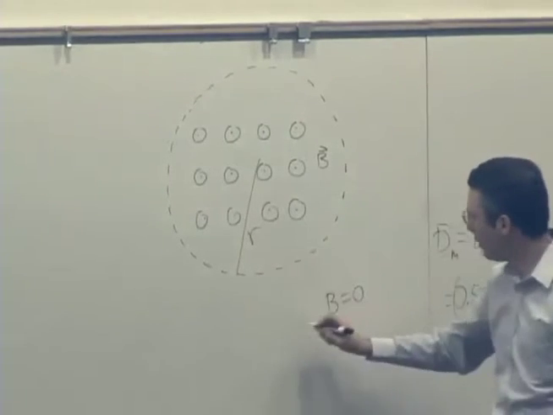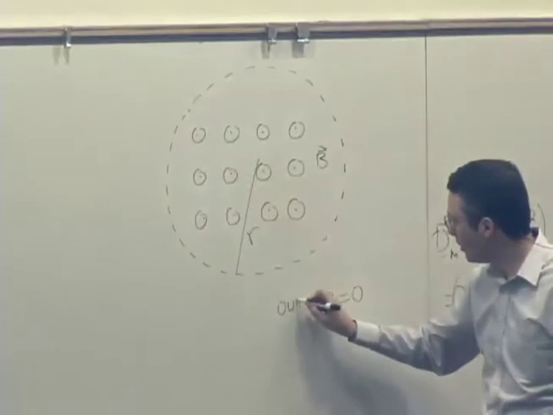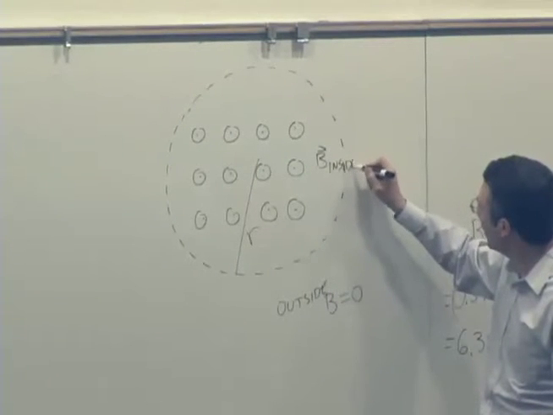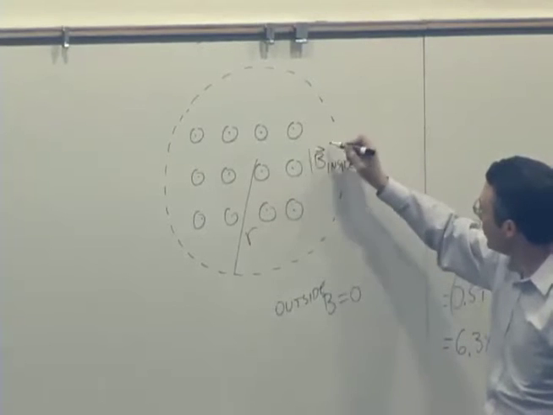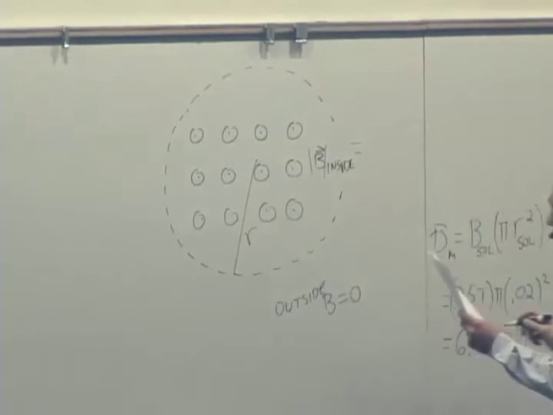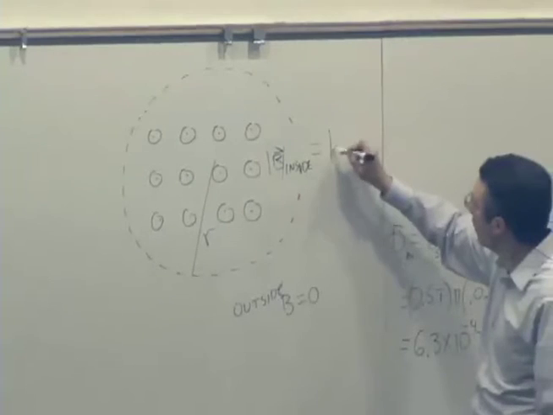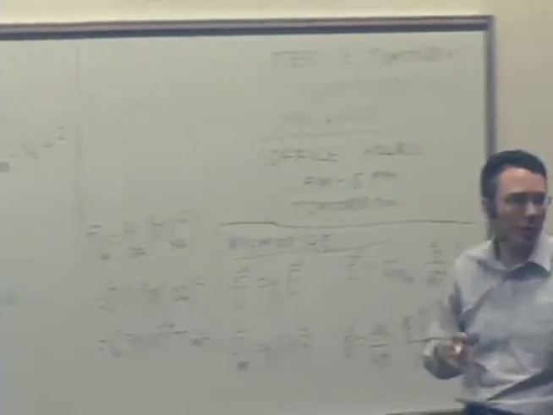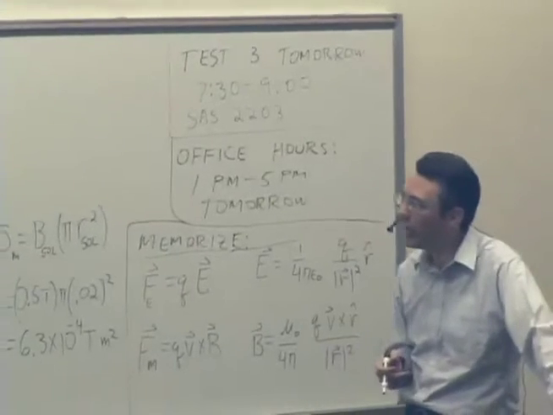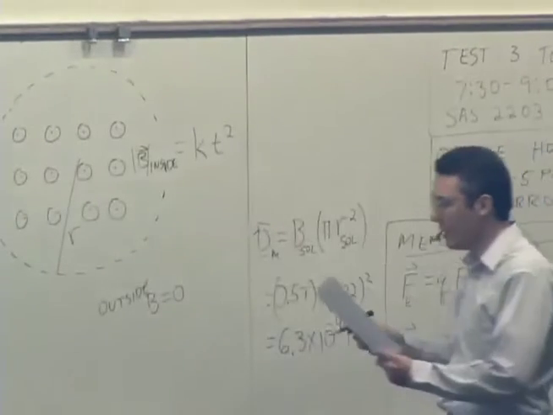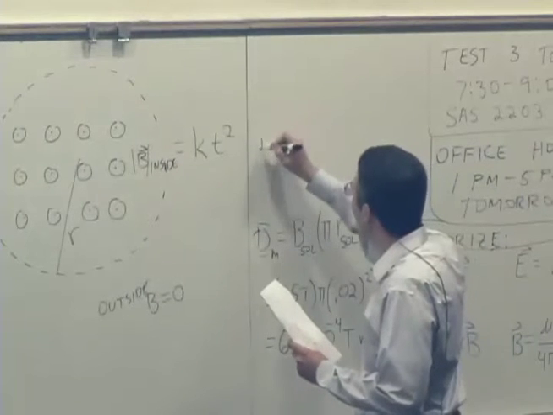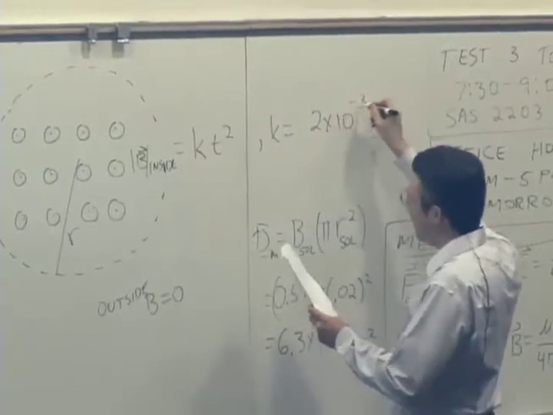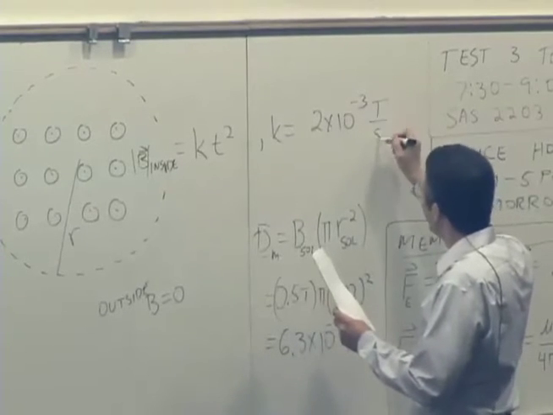So outside R, B is equal to zero. Inside, let's say the magnitude of the magnetic field is given by a function that has an explicit relationship with time. So it's increasing as t squared, B equals k t squared. t is time, k is just a constant. So let's say k is equal to 2 times 10 to the minus 3 tesla per second squared.